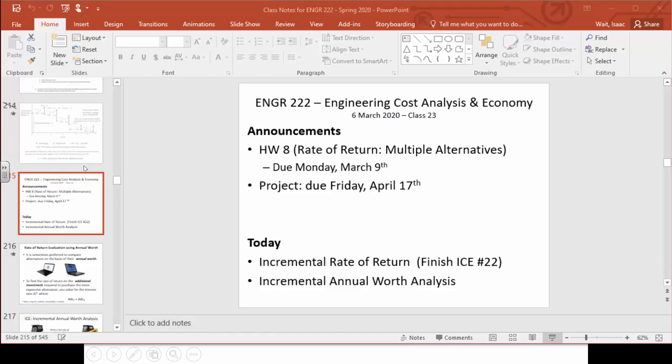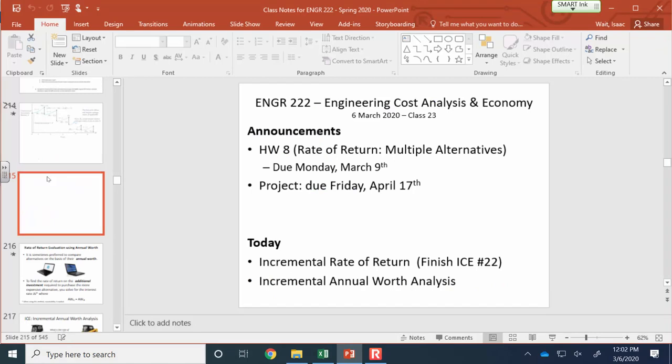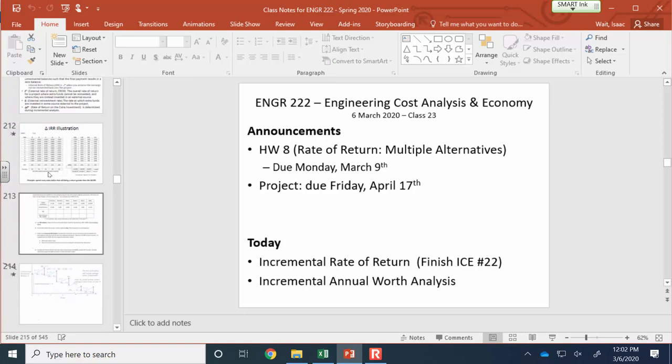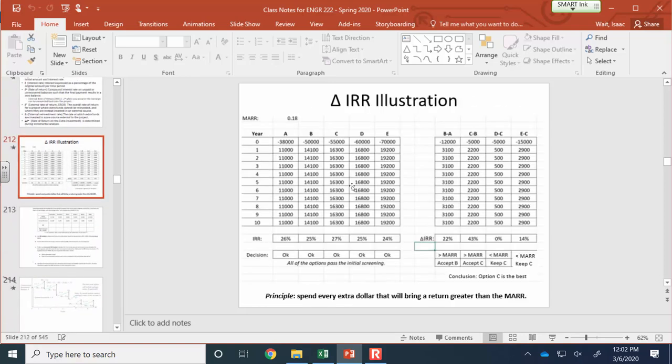So what we're doing is we're continuing the in-class exercise from last time. Let me go to that page. We're going to follow the same approach as was illustrated here, where you have a head-to-head matchup of each of the acceptable alternatives, and you're gradually going to be calculating the internal rate of return on the increment.